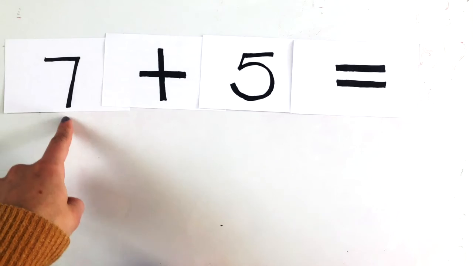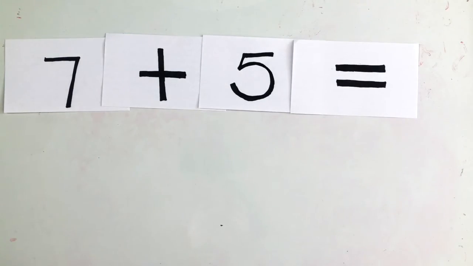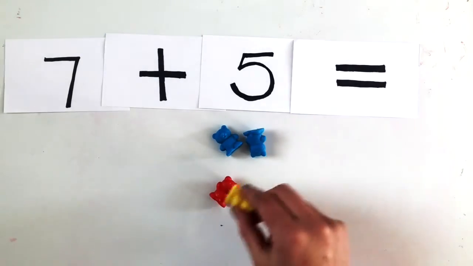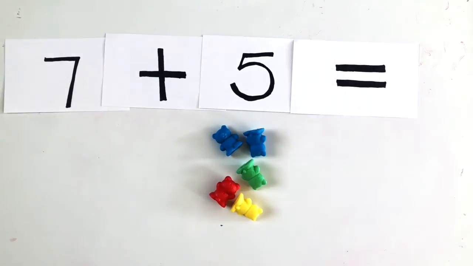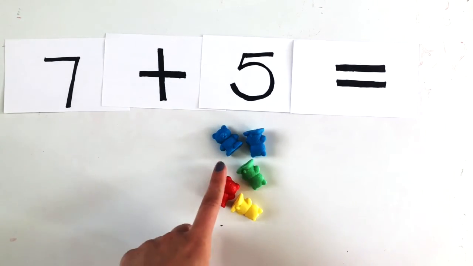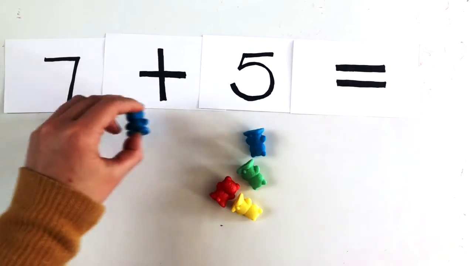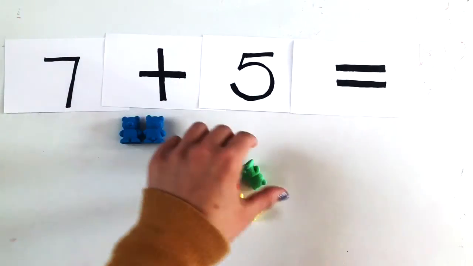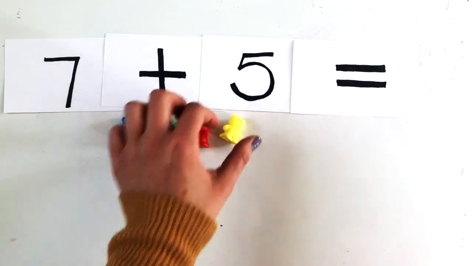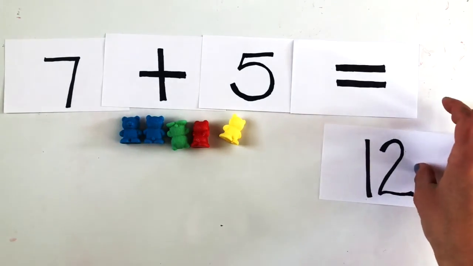You can start at 7 and count up 5. So I'm going to put 1, 2, 3, 4, 5 bears here. And I'm going to start at 7 and count up 5. So 7, 8, 9, 10, 11, 12. And 12 would be our answer.